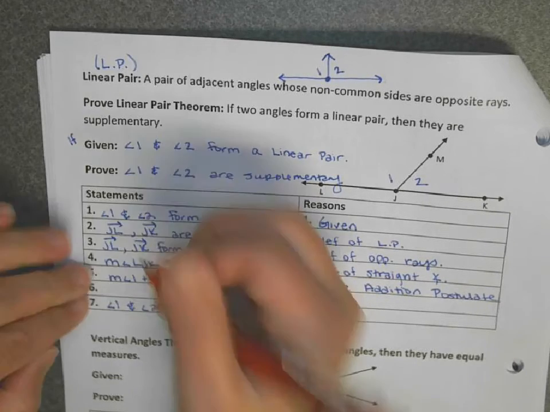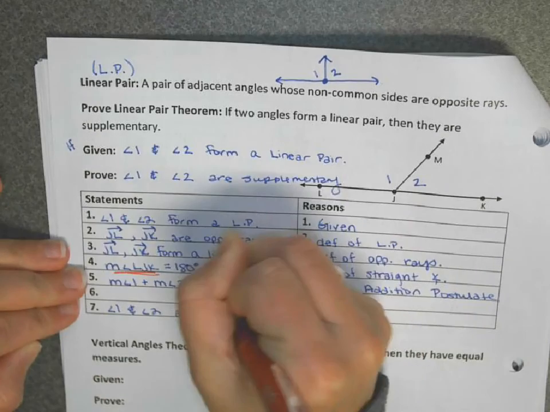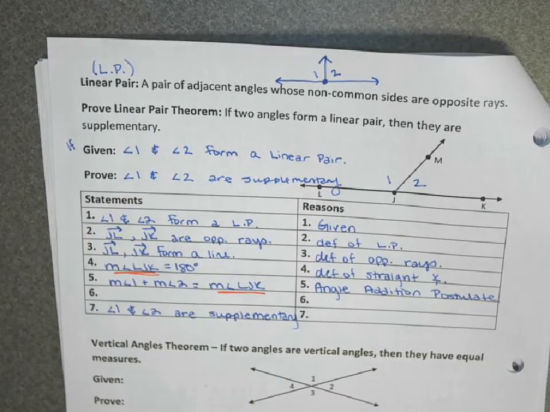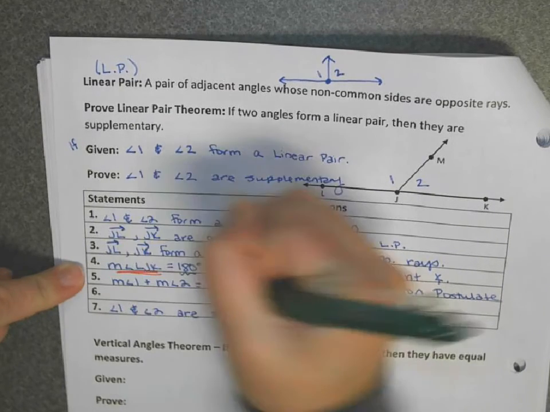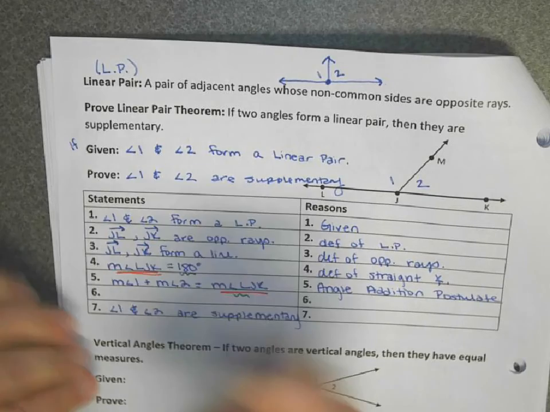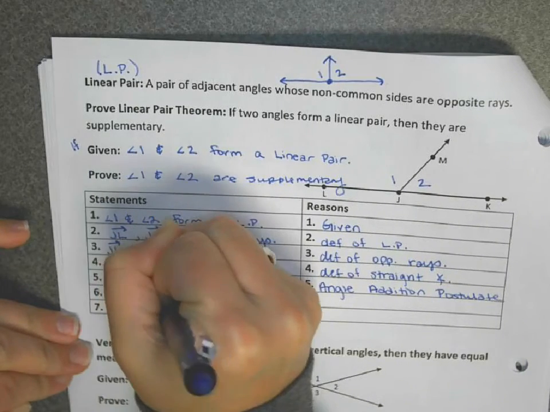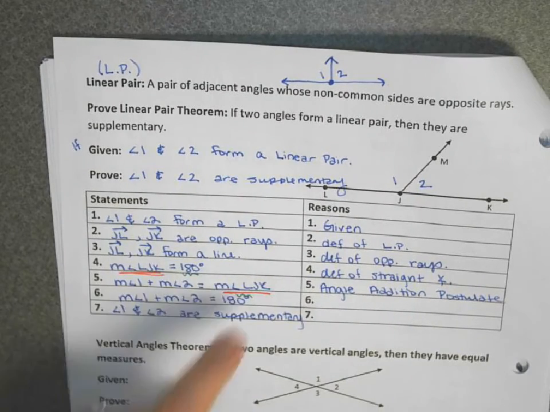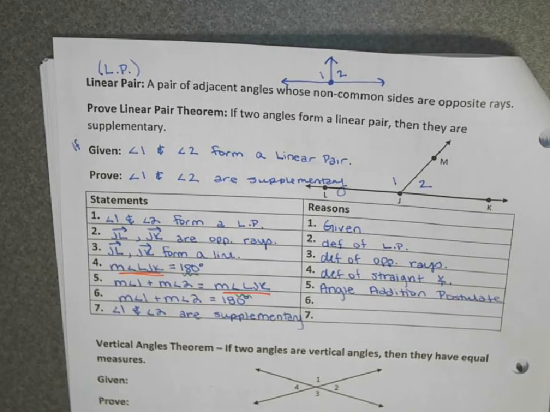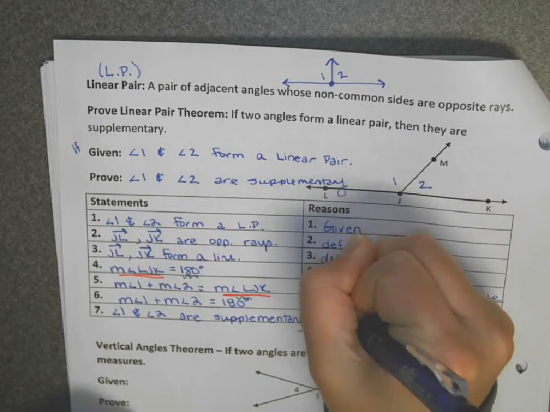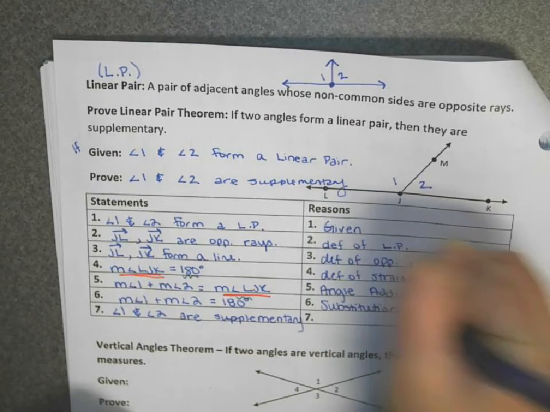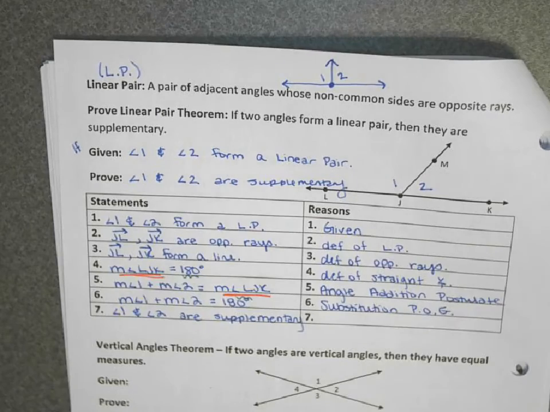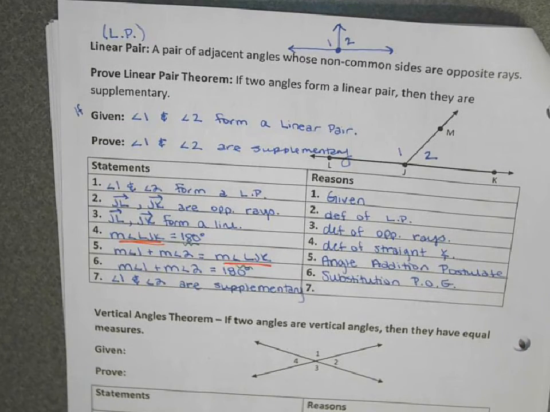All right. Well, what does the measure of angle LJK equal? 180. So let's replace it right here with 180. So what I have then is that the measure of angle 1 plus the measure of angle 2 equals 180 degrees. What did I do to replace the measure of LJK with 180? Substitution. Property of equality. When you substitute, it's not going to change the equality at all.